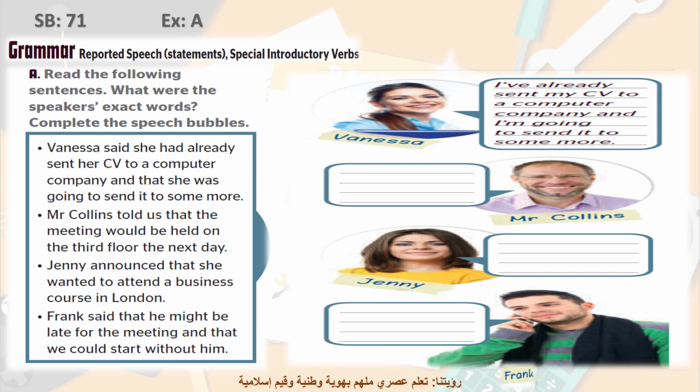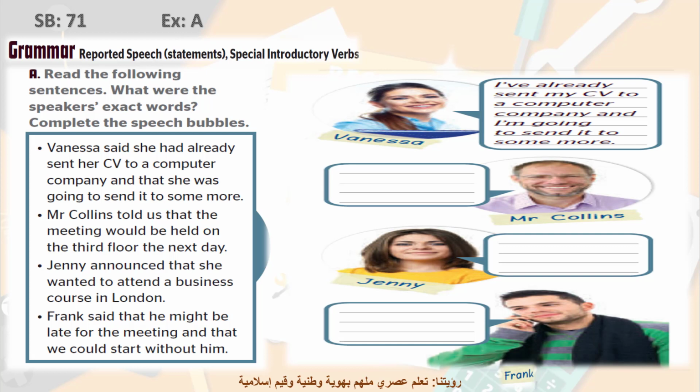I have already sent my CV to a computer company and I'm gonna send it to some more. What happened here? She was converted to I and had went back to be have. Alright? What else? She said she was going. Yes, but her exact words are I'm going. Got it? Now let's move to sentences 2, 3, and 4.